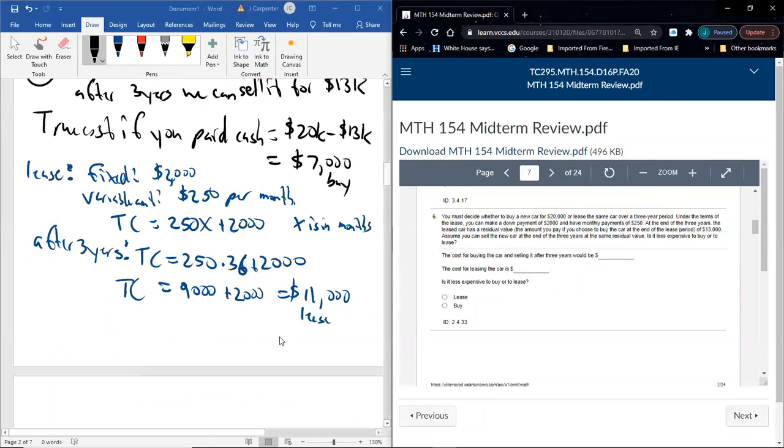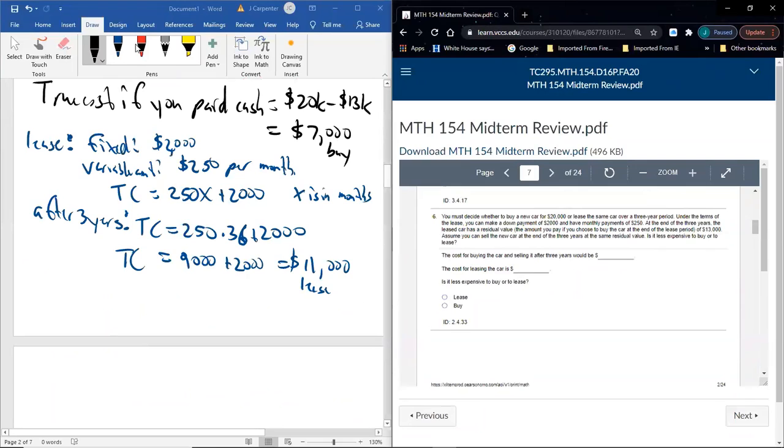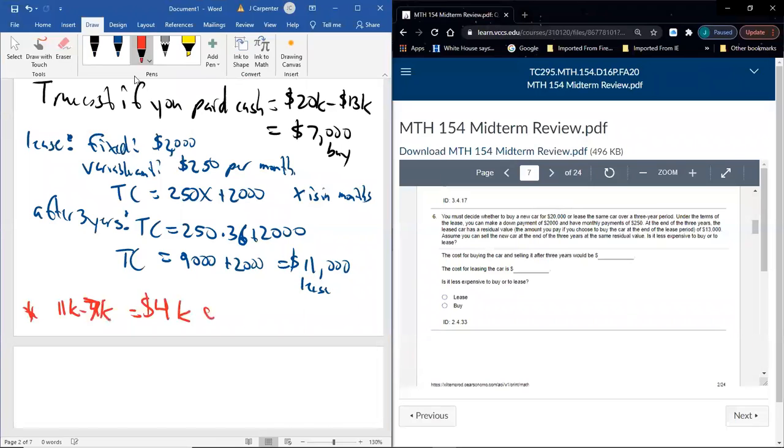If you subtract them, you can see, red please, it would be 11K minus 7K. I had the 4 in my head, it is 4,000. This is the extra cost to lease.